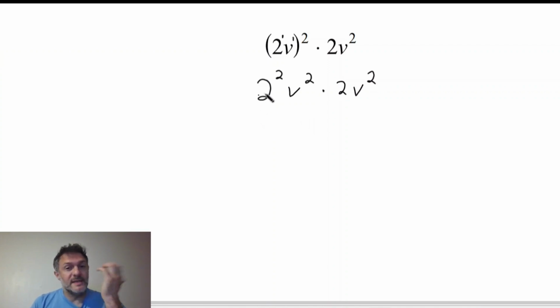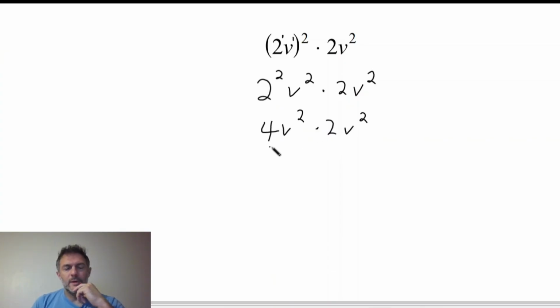We can do a decent amount of simplification with the variables, but let's take care of this number first. So if you see a number or something like an order of operations type of thing, where you can simplify a constant or a number, do so. 2 to the 2nd power is 2 times 2. That leaves us with 4v to the 2nd power times 2v to the 2nd power.